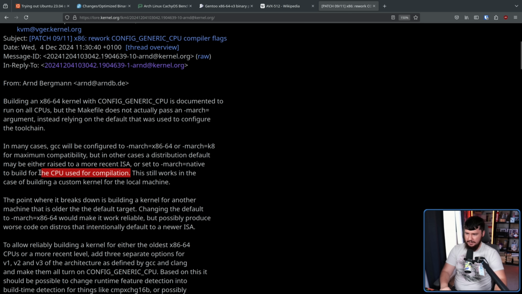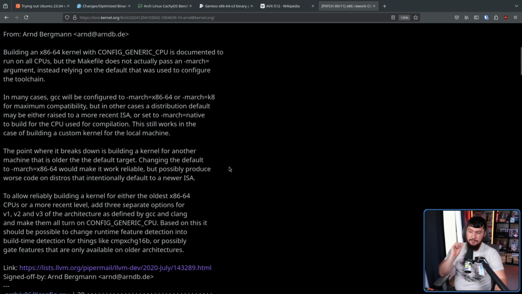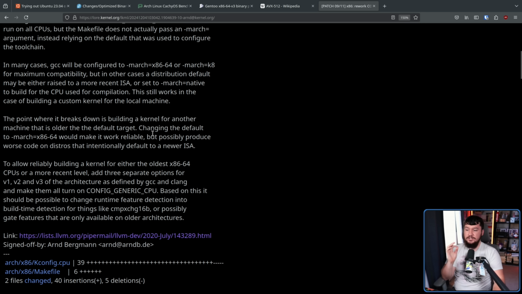So if you don't care about supporting other systems, you only care about compiling for your specific system, that's a perfectly fine option. "This still works in the case of building a custom kernel for the local machine. The point where it breaks down is building a kernel for another machine that is older than the default target." So let's say you have a V4 machine and you have it set to native and you want to compile that kernel for another machine that is V3 or V2. That is going to use features that are too new and will not work. "Changing the default to march x86-64 would make it work more reliably, but possibly produce worse code on distros that intentionally default to a newer ISA.